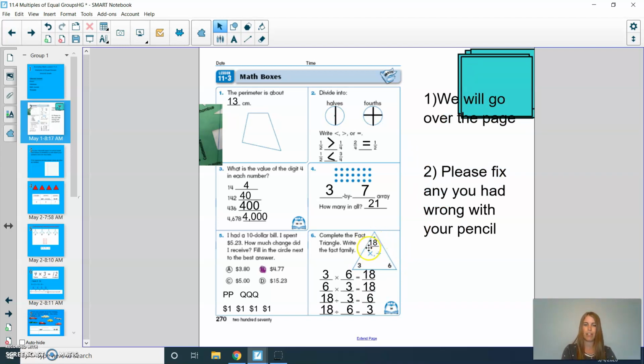For question number 6, you first need to figure out what 3 times 6 is, and you should have had 18 for your top number in your triangle. Then you could do 3 times 6 equals 18, 6 times 3 equals 18, and if you had these two flip-flopped, that's okay. And then 18 divided by 3 equals 6, and 18 divided by 6 equals 3. And same thing, the bottom two could have also been flip-flopped. Boys and girls, again, double check to make sure you have this correct and fix any of your mistakes with your pencil and eraser.